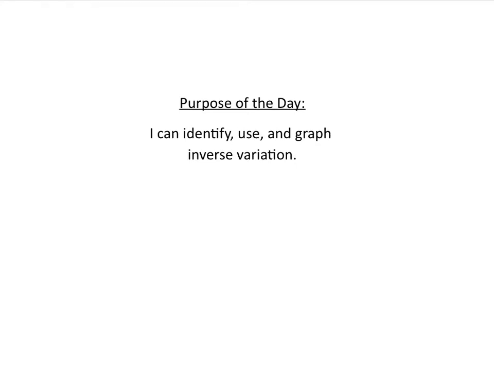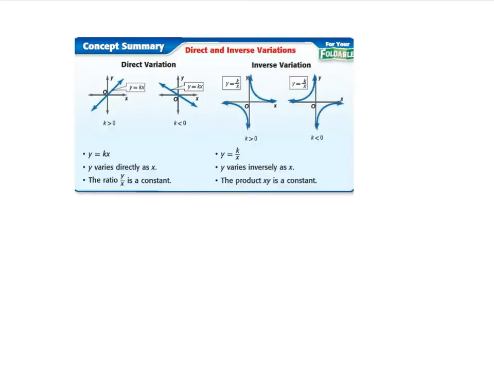Hello, and today's purpose of the day is I can identify, use, and graph inverse variation. So here's a little summary on direct and inverse variation. As you can see with direct variation, y equals k times x is the equation for that. Y varies directly as x, and the ratio y over x is a constant.